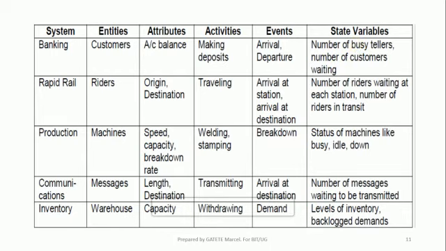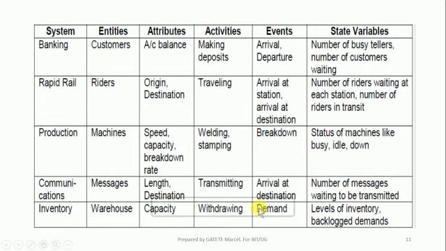We can have also another example. For example, if we say communication is here, the system is the communication. The entity is the main object in the communication. These are the messages. What are the attributes? You can have a length of the message, or the size of the message, and its destination.